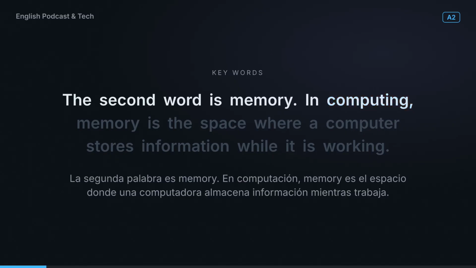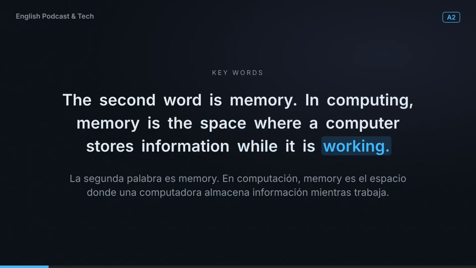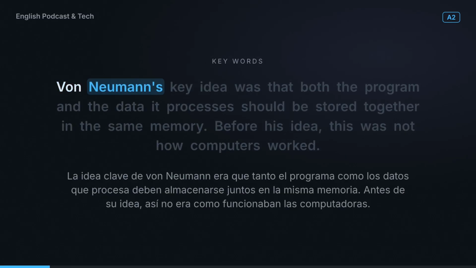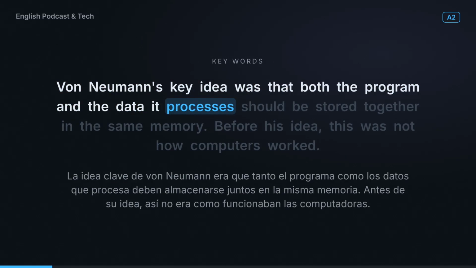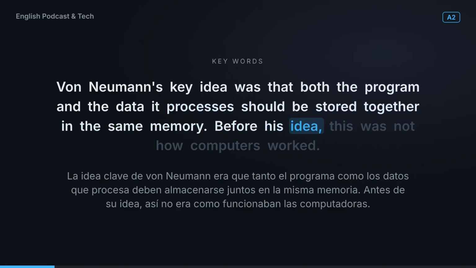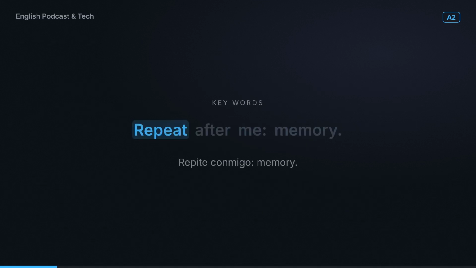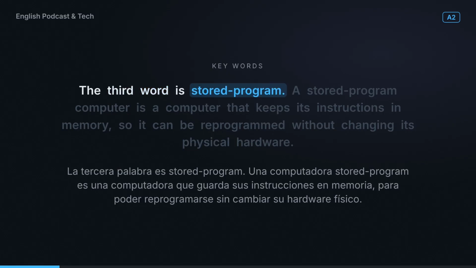The second word is memory. In computing, memory is the space where a computer stores information while it is working. Von Neumann's key idea was that both the program and the data it processes should be stored together in the same memory. Before his idea, this was not how computers worked. Repeat after me, memory.